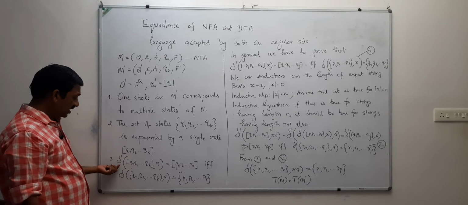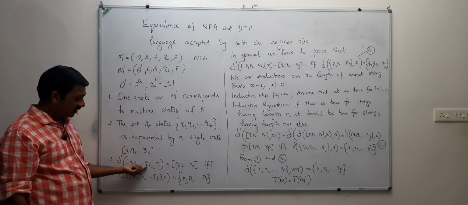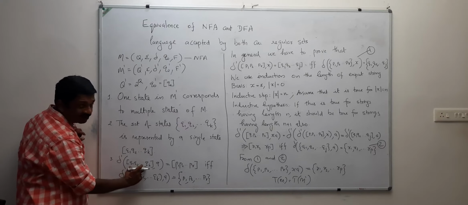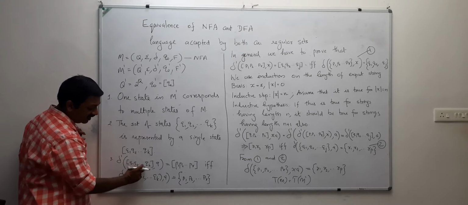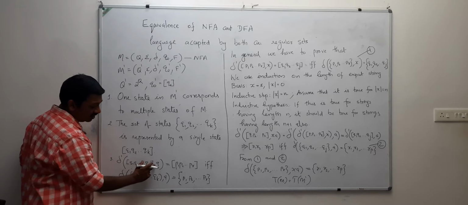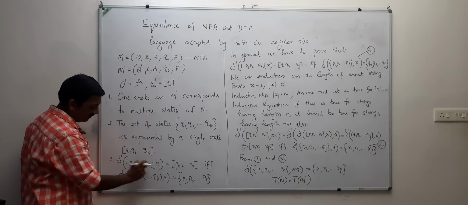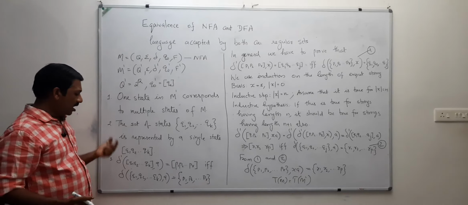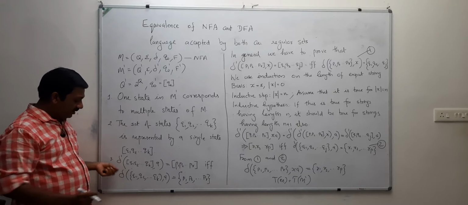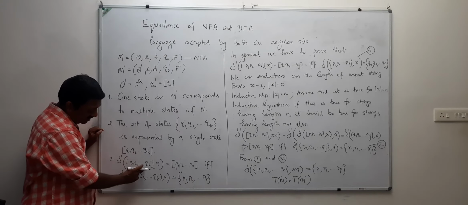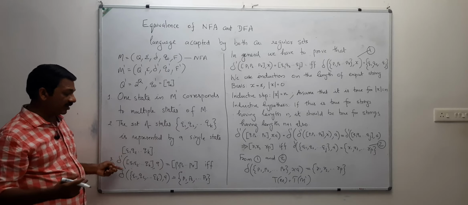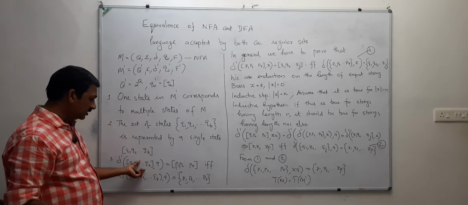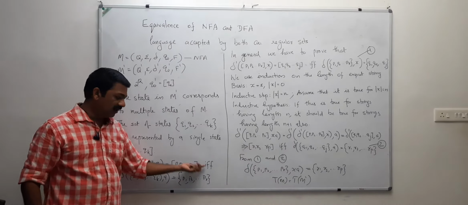Now, the third one is delta dash of [Q1, Q2, etc. up to Qk] within square brackets. This is a single state of the DFA, and on receiving an input symbol A, what will happen? This delta dash is the transition function for the DFA, and if it is applied to this single state on accepting A, it will switch to another state [P1, P2, etc. up to PR] in square brackets. This also is a single state.